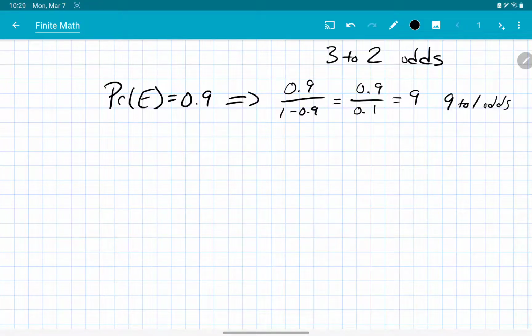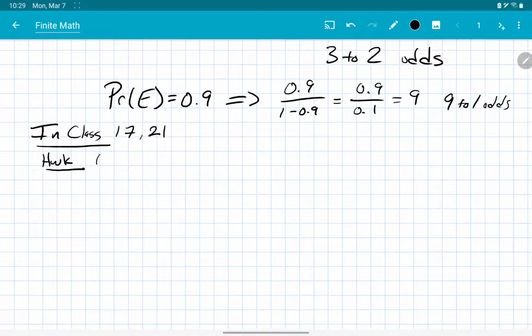Okay. So let me write down the problems to work on today in class. Make sure you're able to do these sorts of things. Number 17 and number 21. And then the homework, which is due Wednesday, will be 6, 8, 14, 28, 30, 40, 42, 46, and 52. And I'll leave the book open here.